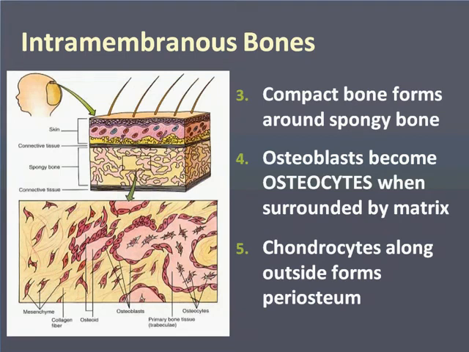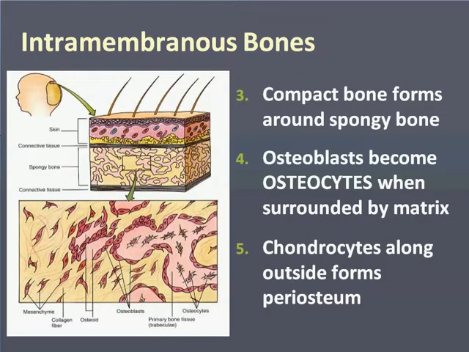And then eventually compact bone forms around the spongy bone. And eventually osteoblasts become osteocytes when they are surrounded by bone matrix, which is just kind of the dead tissue. Full of a lot of calcium.